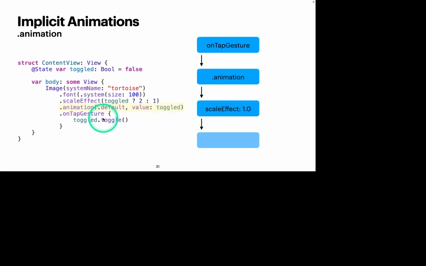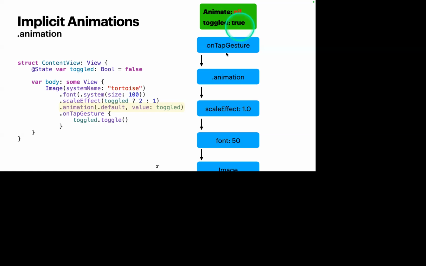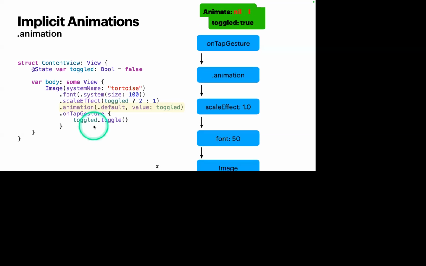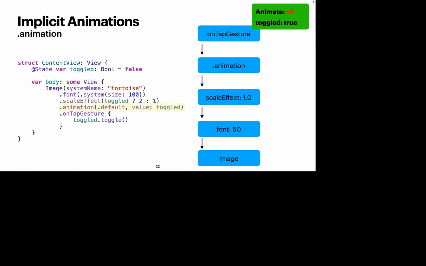So again, this is our view modifier hierarchy in reverse order. We have the transaction that we create, but instead of being true at the onTapGesture, our animation metadata is nil. There's no animation metadata at this current state. And of course, toggled is true, because we tapped it. So it's going to attach that to itself on the onTapGesture. There's nothing really for us to do here, so it's going to go up.